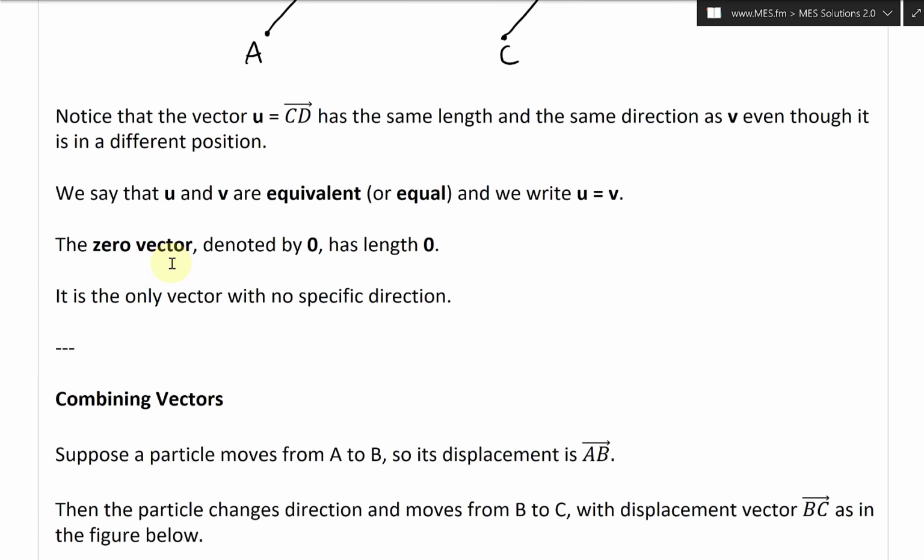The 0 vector, denoted by 0 in boldface, has length 0. And yes, this is not bold. So this is a length, it's not a vector, it has 0, but the vector 0 here has length 0. So it is the only vector with no specific direction. So you can think of that as a dot and so on.